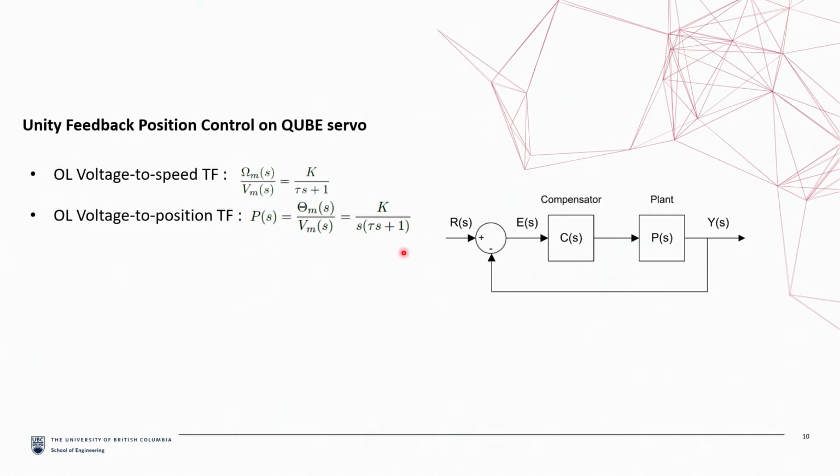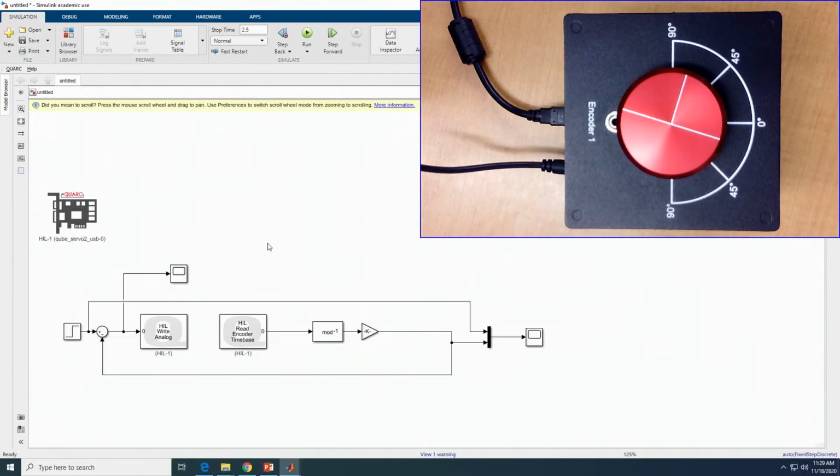Now we can add a unity feedback signal to design a proportional controller so that the system tracks the reference position. By incorporating the unity feedback signal to the model, we can derive the closed loop function, which is defined as G over G plus 1, where G is our open loop transfer function from the above equation. So here's the block diagram for lab 3B.